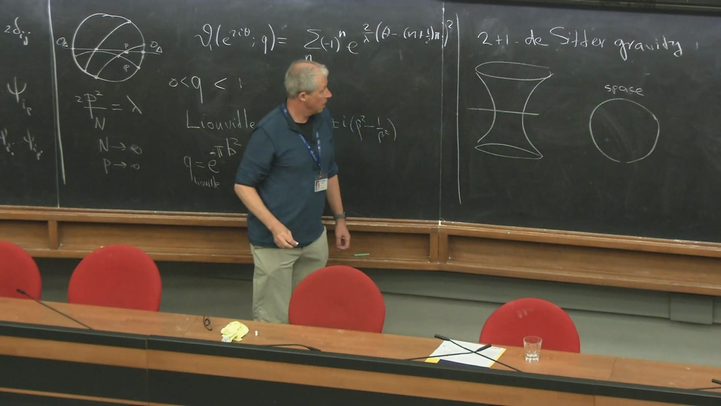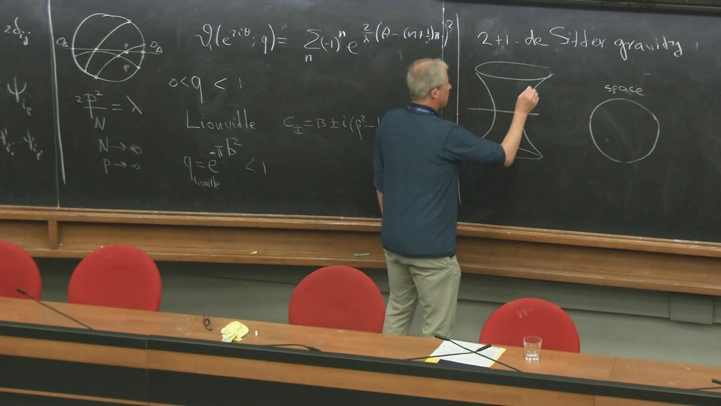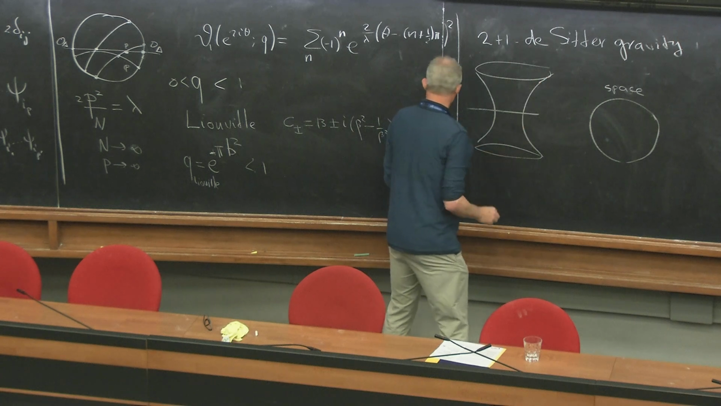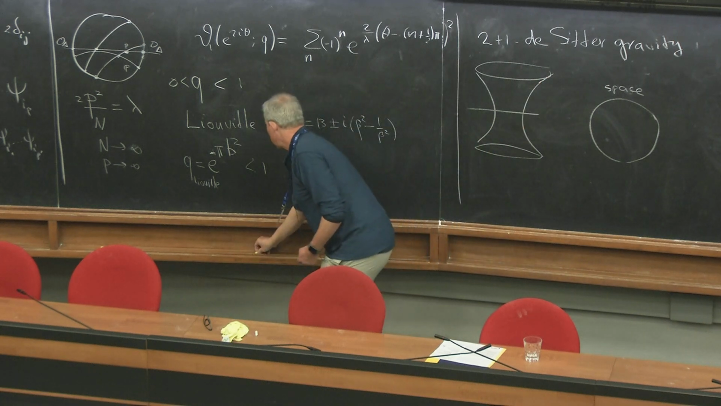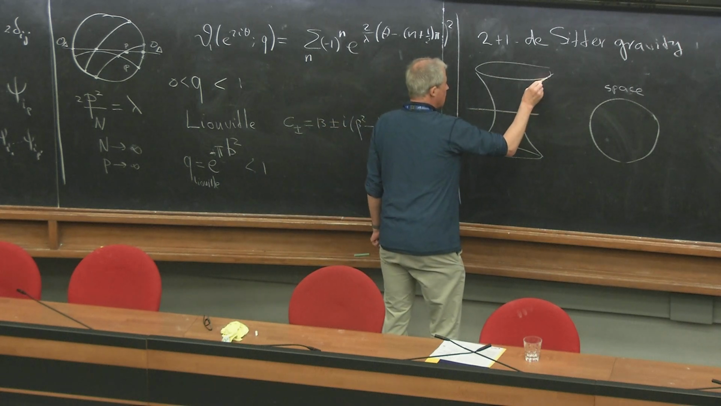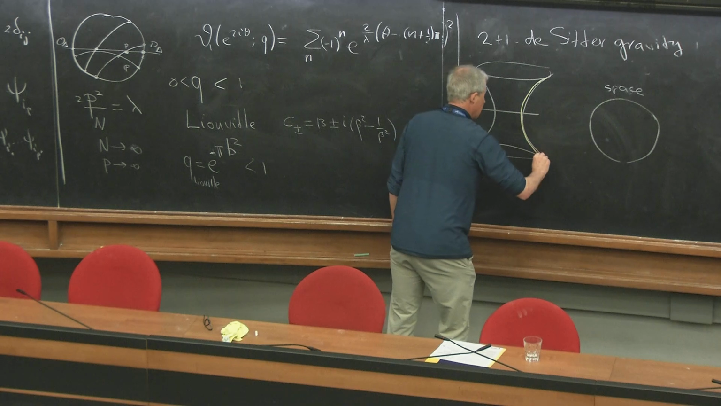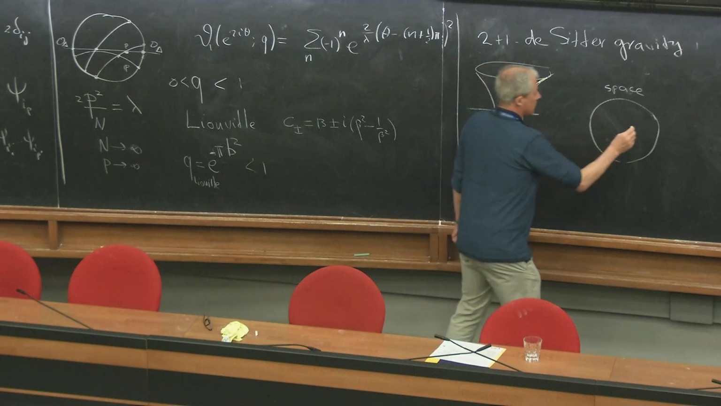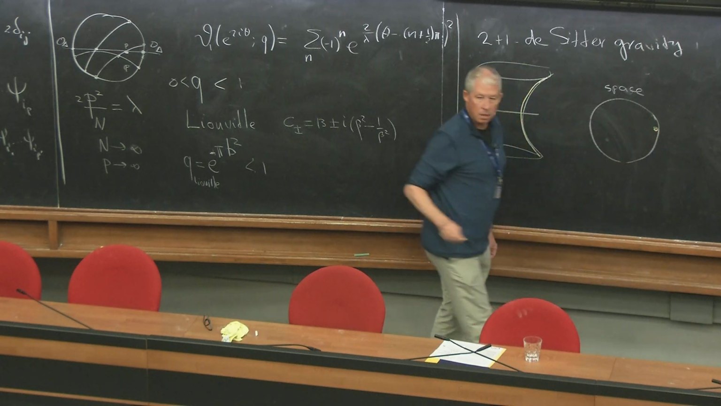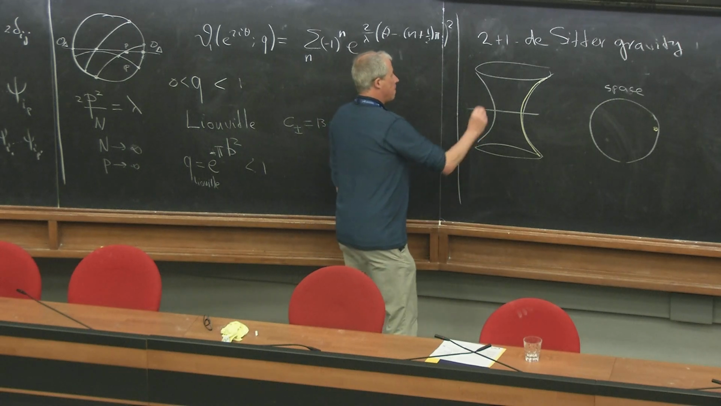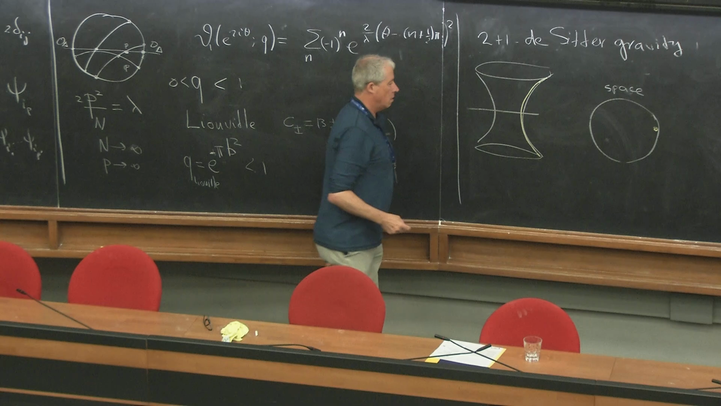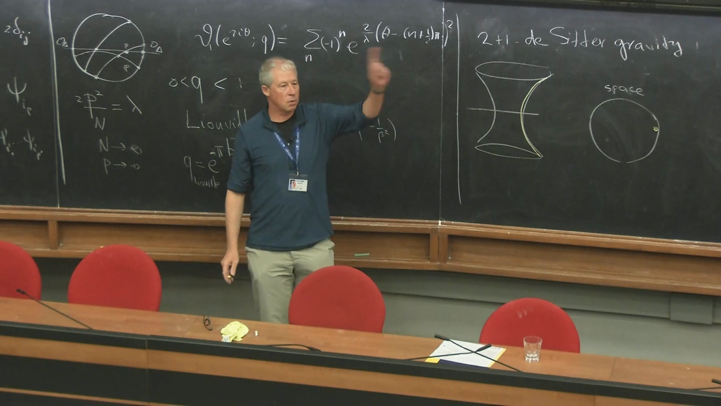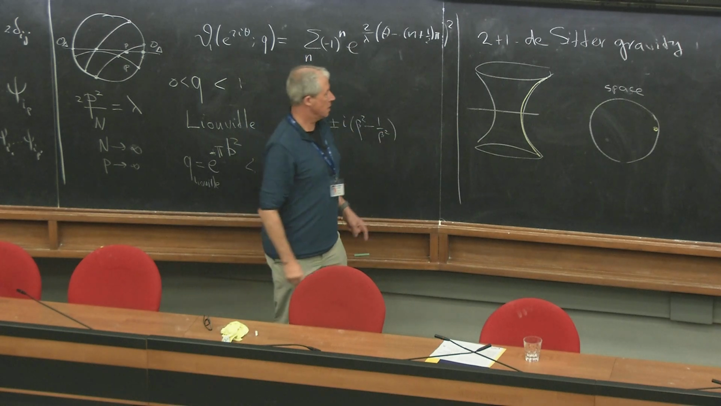Now, I already explained that you can have this static patch. So if I take the origin of the static patch, and maybe I should use a yellow color here, to be this particular line, then that line intersects that sphere here at the North Pole. For every point, for every observer in the static patch, there's an antipodal observer that sits on the opposite side.